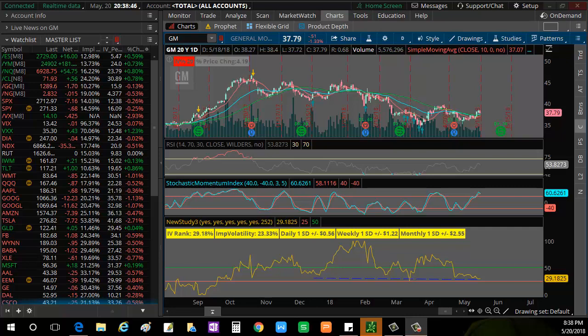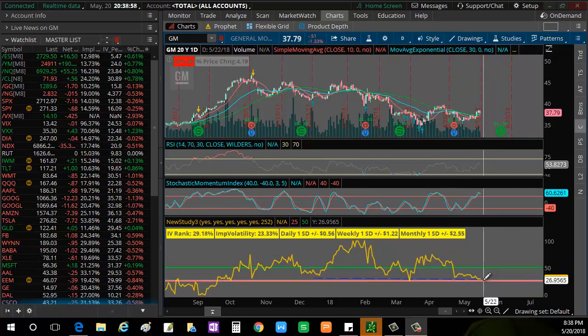That being said, let's go ahead and take a look at IV Rank and see very briefly how it may help us. Right here we can see I've got a chart of General Motors pulled up. IV Rank is sitting at 29%. Basically what that's telling us is only 29% of the time over the last year has IV Rank been lower than it is today. Okay, well, how does that help us?